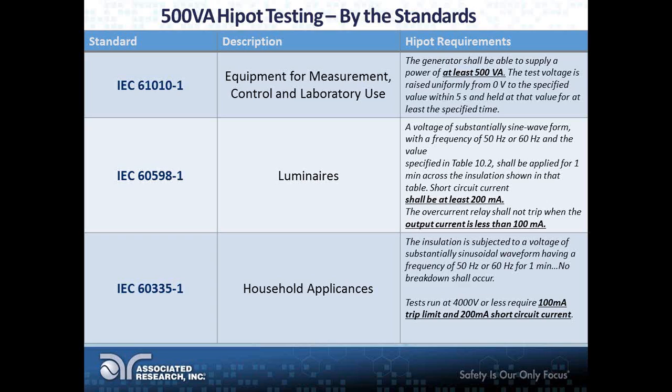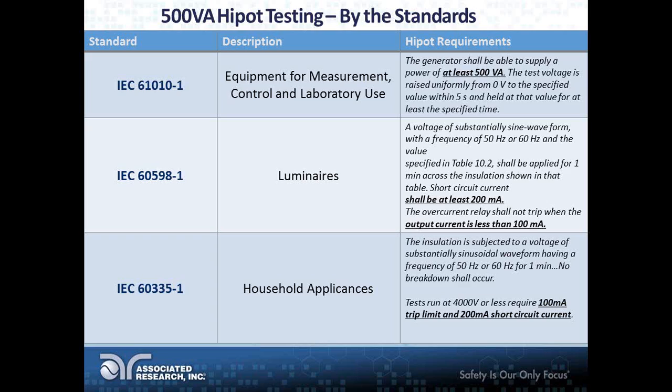The way it states the requirement for a high 500 VA test is: the generator shall be able to supply a power of at least 500 VA. The test voltage is raised uniformly from 0 volts to the specified value within 5 seconds and held at that value for at least the specified time. Well, there you go. This standard is basically calling for using a 500 VA Hipot tester. So if you are trying to comply with a standard that's calling for a 500 VA Hipot tester, you have no other choice but to use a 500 VA instrument.